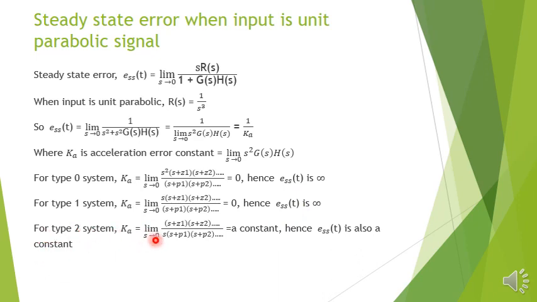Now for a type 2 system, Ka is equal to limit as s tends to 0. A type 2 system has s square in the denominator, so this s is not there. So it is (s plus z1)(s plus z2)(s plus z3) and so on. So this is a constant. So Ka is a constant, hence the steady state error is also a constant.